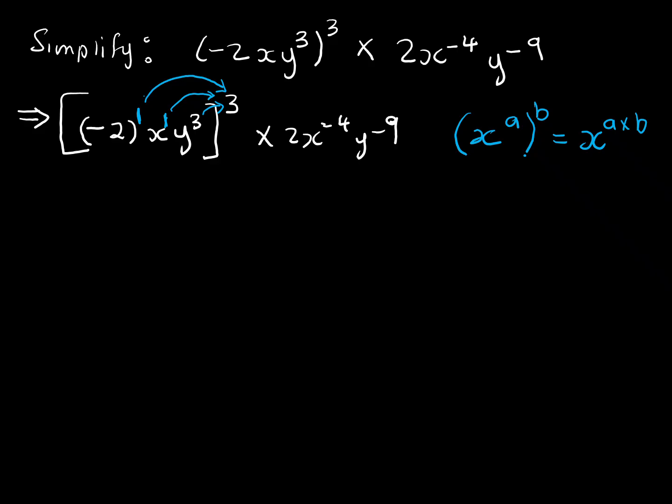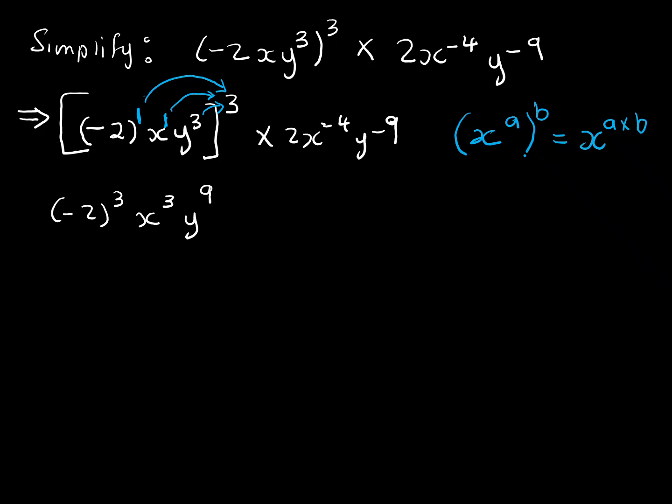So what I'm trying to say, we're going to have minus 2, which is raised to the power 3 because it's 1 times 3. Then we're going to have the x, which is raised to the power 1 times 3, which is 3. We're just multiplying all the exponents by that 3 outside. Then I'm going to have y, which is 3 times 3.